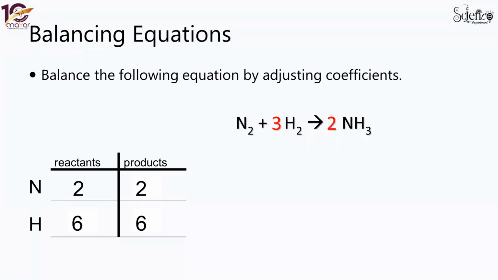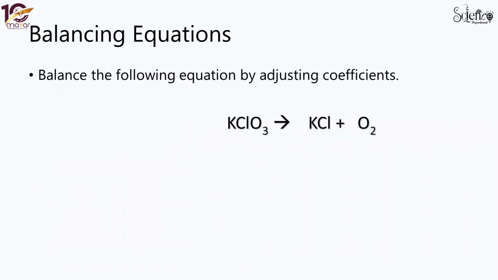Now, let's check if the reaction is balanced or not. 2 nitrogen atoms in reactant, so it's balanced, and also in product, and 6 hydrogen atoms in reactant and in product. So the whole reaction now is balanced, and the law of conservation of mass is obeyed, okay? Right, let's do another one.